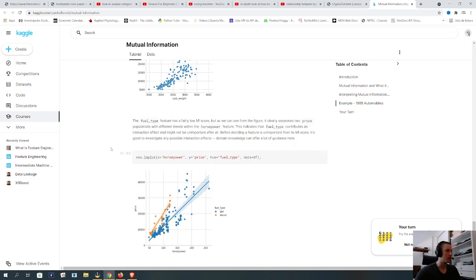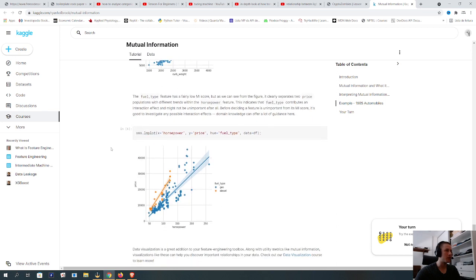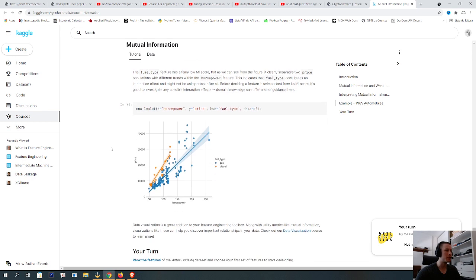The fuel type feature has a fairly low MI score, but as we can see from the figure, it clearly separates two price populations with different trends within the horsepower feature. This indicates that fuel type contributes an interaction effect and might not be unimportant after all. Where the deciding feature looks unimportant from its MI score, it's good to investigate any possible interaction effects. Domain knowledge can offer a lot of guidance here.